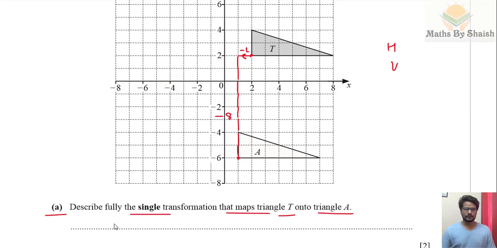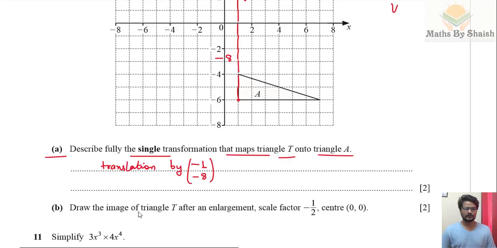So it is 8 units down, means -8. So it is going to be first of all translation. It is translation, and we need to write the translation vector. We'll write translation by horizontal it is -1, and vertical it is -8. So this is the transformation.